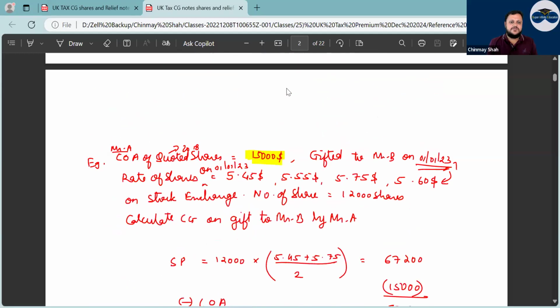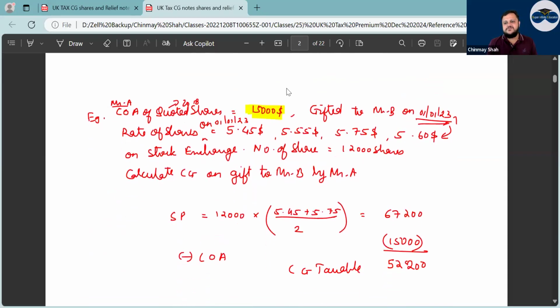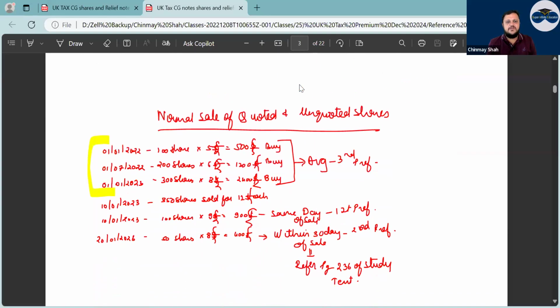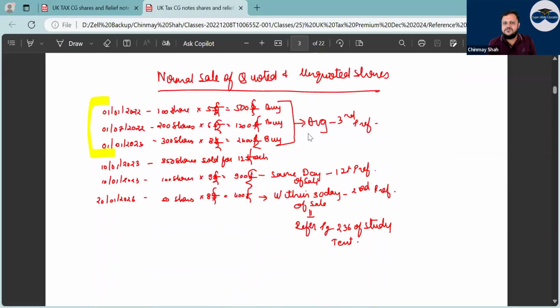Then coming to unquoted shares, correct? Now see, quoted shares, if they are gifted, what is the value of the gift, correct? The selling price. Selling price will be the gift minus the cost of acquisition, right? Then come to normal sale of quoted shares and securities, correct? Now what happens now? See, here there is a sale, okay? 10/1/23. Unquoted shares and quoted shares.